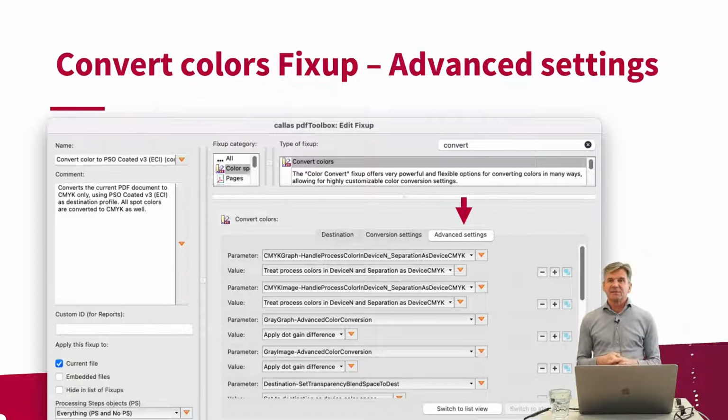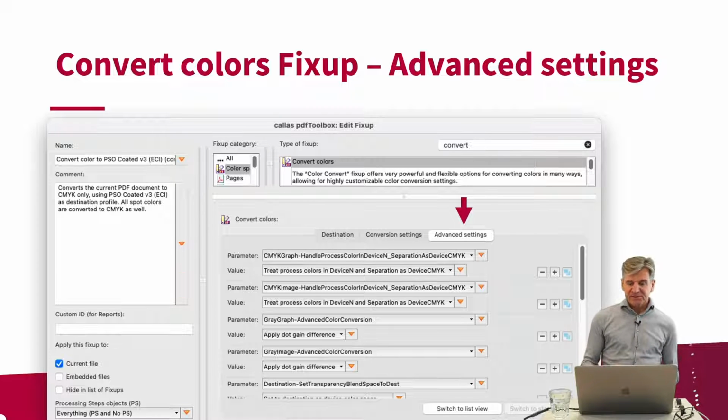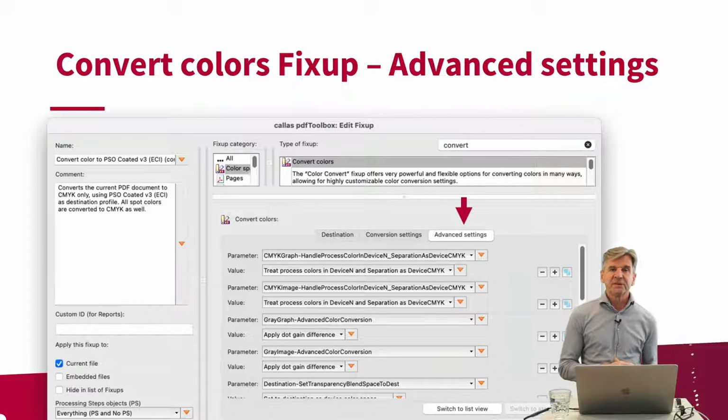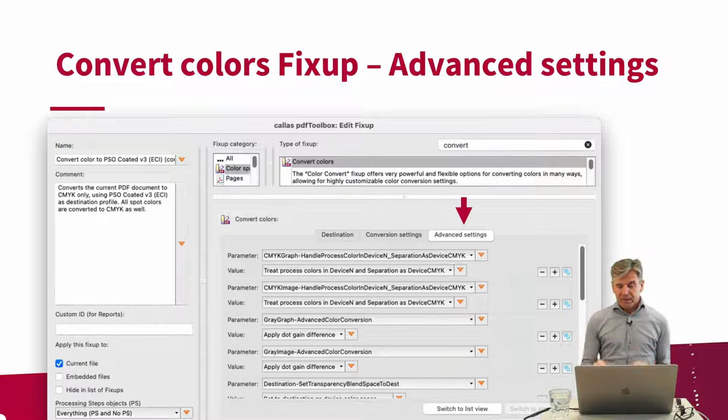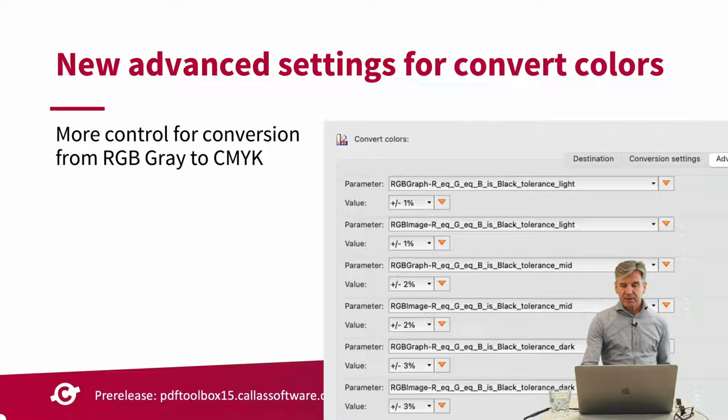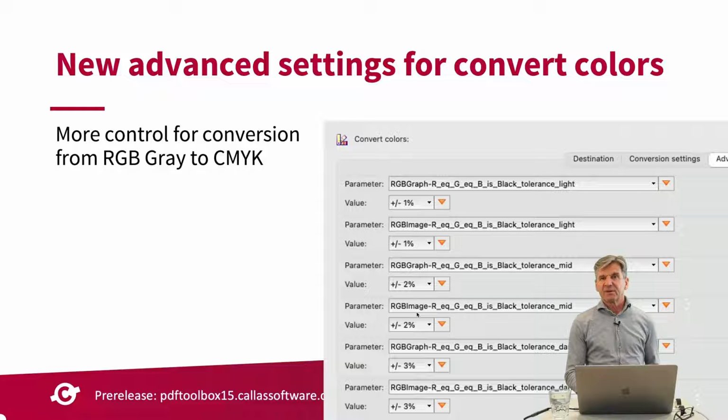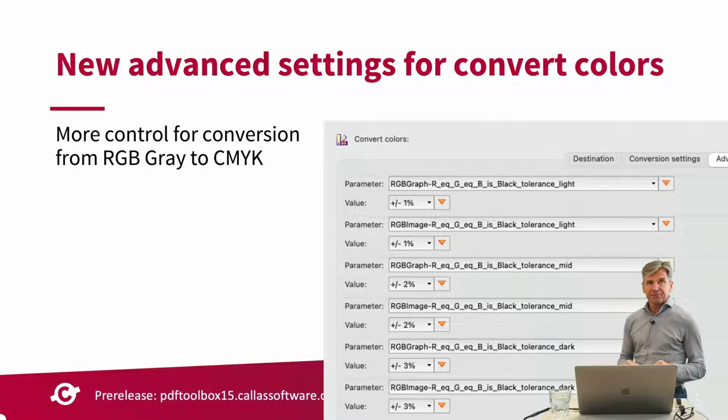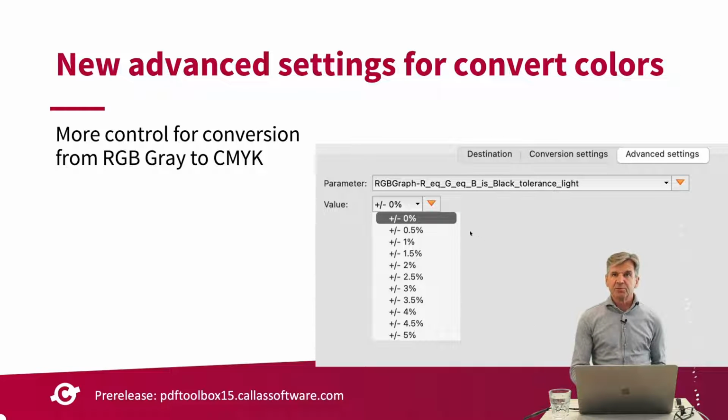And because what you would consider to be gray in RGB also depends on the production process, on the printing process, that becomes adjustable. So there was a fixed tolerance in pdfToolbox 14, which I believe was 2%. You can now adjust it. In the advanced settings section here, you can have 6 new parameters. There are 2 for light, for RGB graphics and RGB images, 2 for mid, again for graphical vector objects and images, and 2 for dark areas.